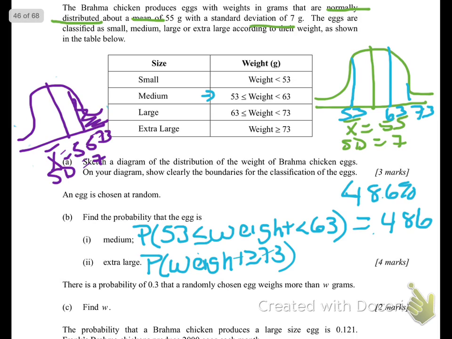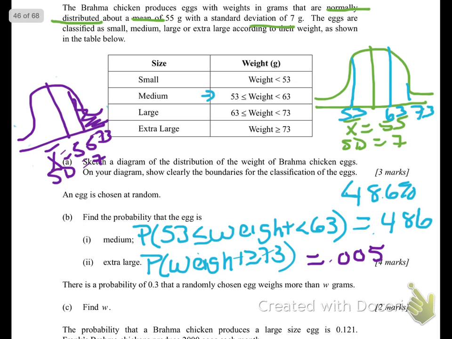So now I'm going to go to distributions, and I'm going to go to normal CDF. My lower bound is 73, but my upper bound is infinity. Remember, the key for infinity doesn't work. So we're going to just put 1, 2, 3, 4, 5, 6, or you could put just some big number here. And then my mean is 55, my standard deviation is 7, and I get 0.00506. Okay, so that is my answer.